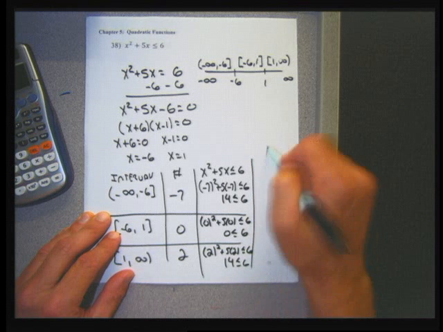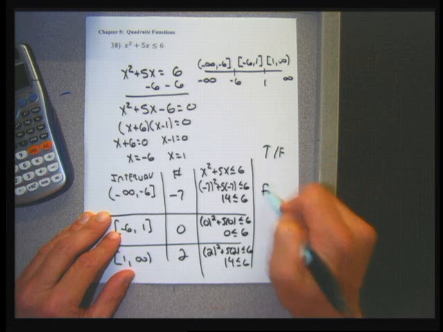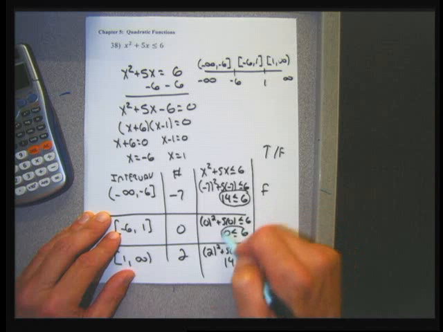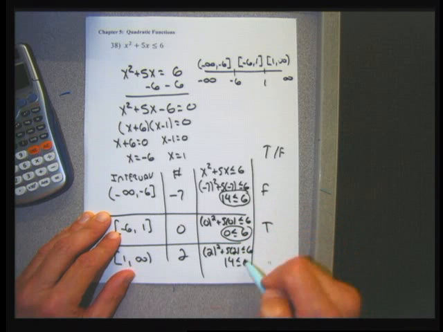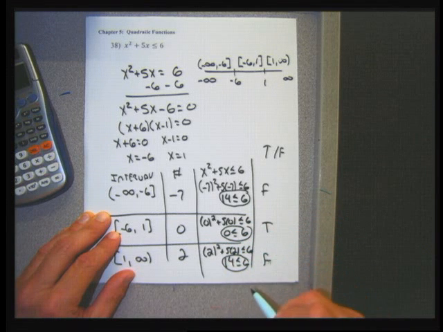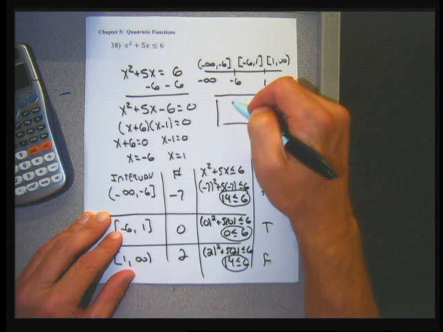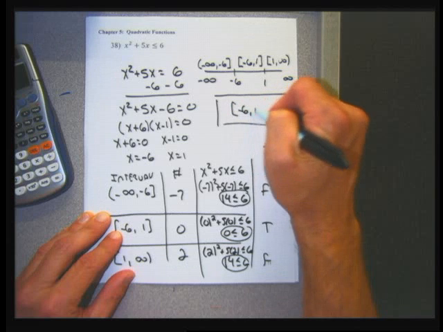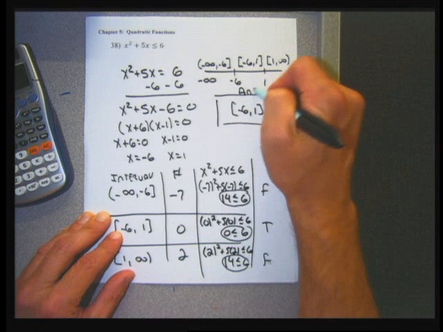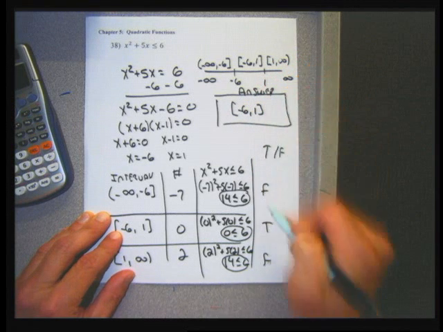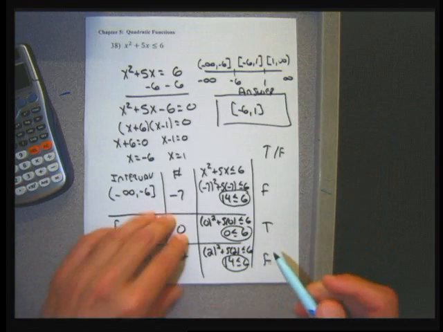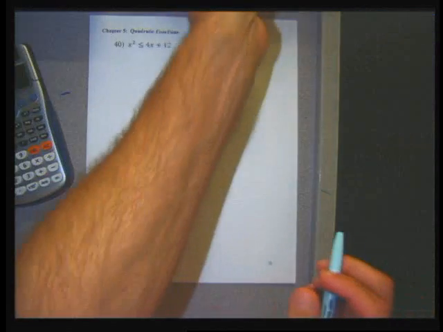Then my true-false column. This is false. 14 is not smaller than 6. This is true. 0 is smaller than 6. This is false. 14 is not smaller than 6. So my answer to 38 is going to be negative 6, comma 1. Again, look how the middle interval comes out every time for the less than, unless it's a special case.